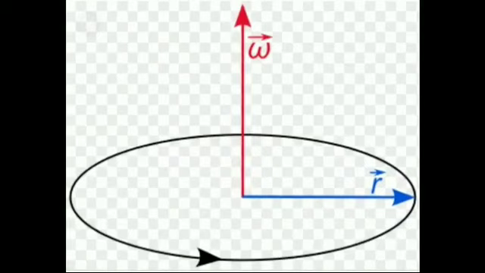Angular velocity. The rate of change of angular displacement is called angular velocity. If theta is the angular displacement in time t, then the angular velocity omega is equal to limit delta t tends to 0 of delta theta by delta t, which is equal to d theta by dt. Angular acceleration: the rate of change of angular velocity is called angular acceleration. Alpha is equal to d omega by dt. Acceleration is a vector quantity.